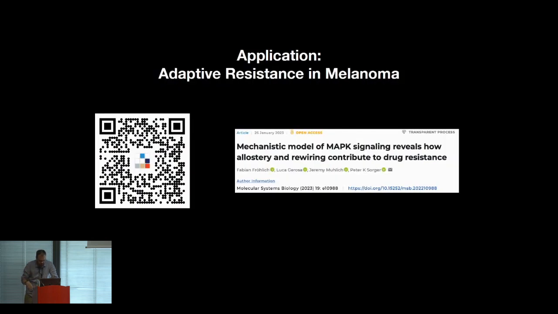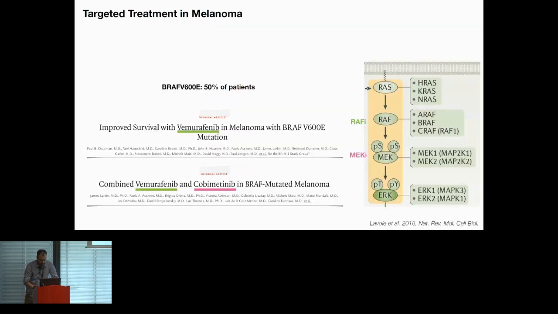Now, this sounds all a little bit abstract, so I'm going to talk about one specific application that I did together with Luca Gerosa, who's a fellow postdoc in the Sorger lab, and this is in the context of adaptive resistance in melanoma. And to just give you a little bit of an introduction, there's one specific biomarker that is typically used in the clinic for melanoma. This is the BRAF V600E mutation.